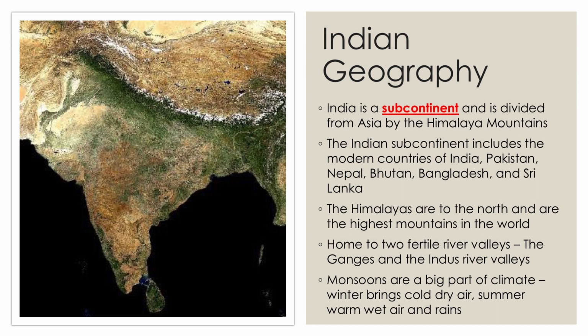Another important feature in Indian geography is the monsoons, which are seasonal winds that blow either from the north in the winter with cold, dry air, or from the south in the summer with warm, wet air and rains. These rains are very important in cultivating crops in India.